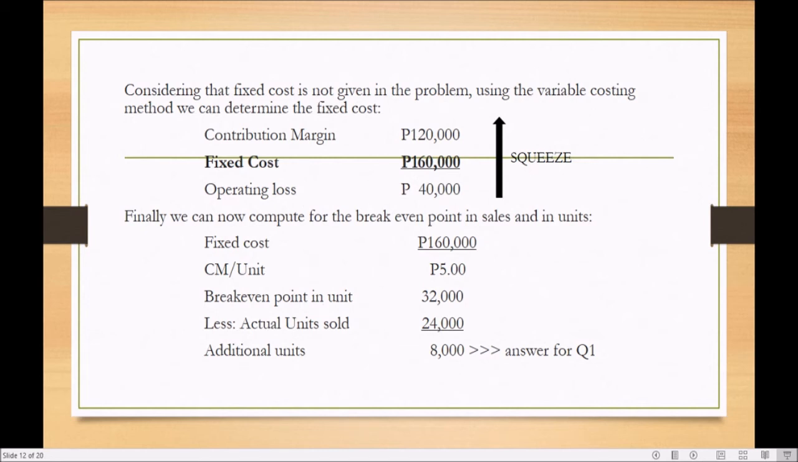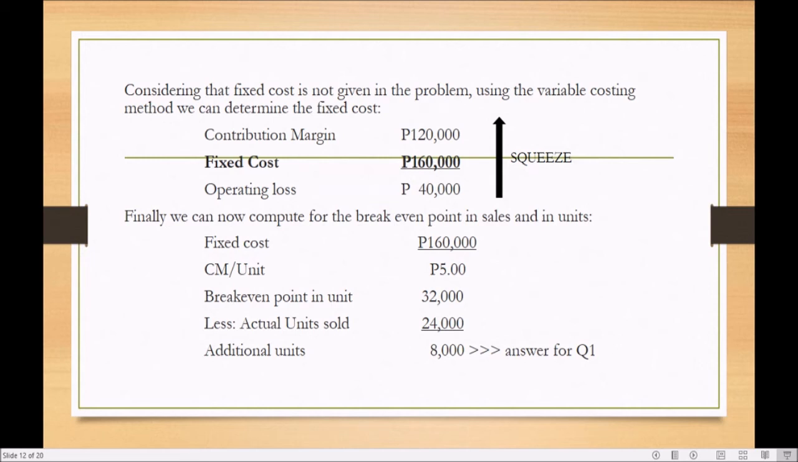Ngayon, problema mo, magkano kaya yung fixed cost? Alam naman po natin that fixed cost is being deducted to the contribution margin. Okay? And then the operating loss is provided. So we will squeeze that. No? 40 plus 120, that is 160. Bakit 40 plus 120, sir? Kasi operating loss yan. Hindi po natin pwedeng ibawas yung 40 sa 120.